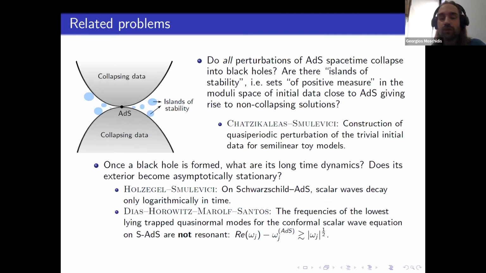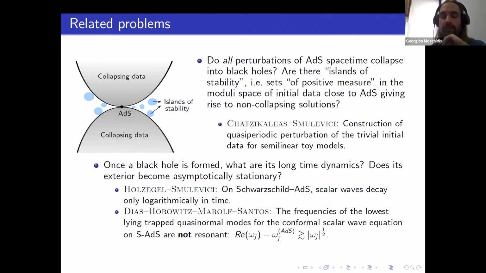So if one just looks at those modes, then Dias, Horowitz, Marolf, and Santos computed the difference of the real parts of those quasi-normal frequencies with the corresponding frequencies on AdS. And they found that the contribution of the Schwarzschild mass to this difference is bounded from below by some polynomial factor. Oh, here's a mistake. This should have been omega_j to the -1/2 here. I'm sorry. And this means that those modes cannot interact resonantly in the perturbative timescale.